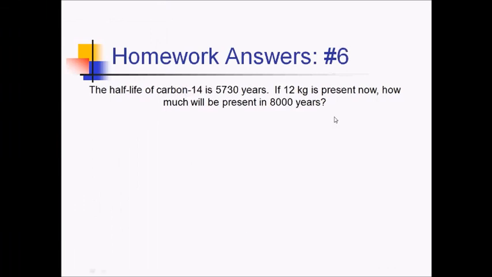For number 6, we've got a half-life problem dealing with carbon-14. Here's our half-life of 5730 years. 12 kilograms present now. How much present in 8,000 years? Let's use our half-life formula, a b to the t over k. A is our starting amount of 12 kilograms. B is 1/2, since we're talking about half-life. T we'll fill in in a minute. K is the time we have to wait before multiplying by 1/2, so 5,730 years.